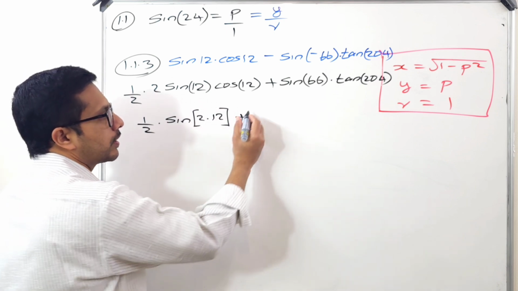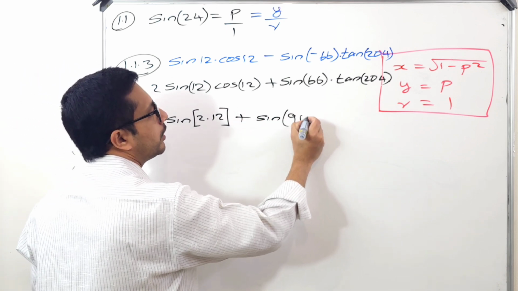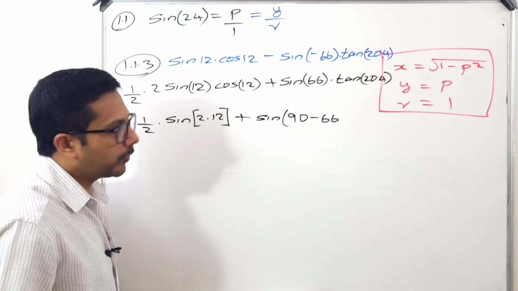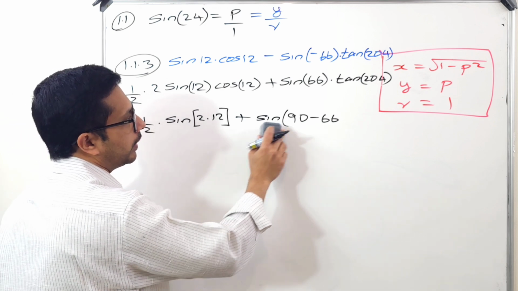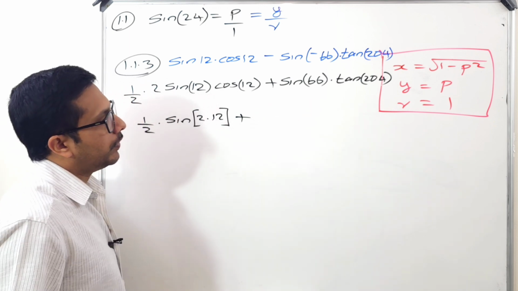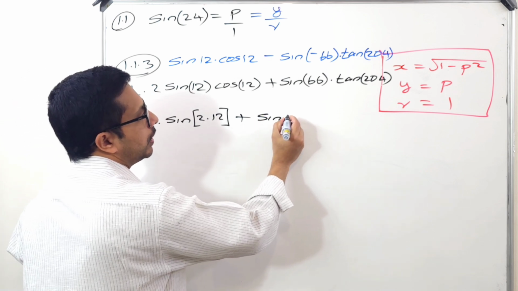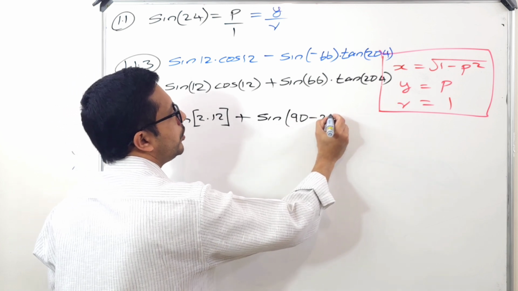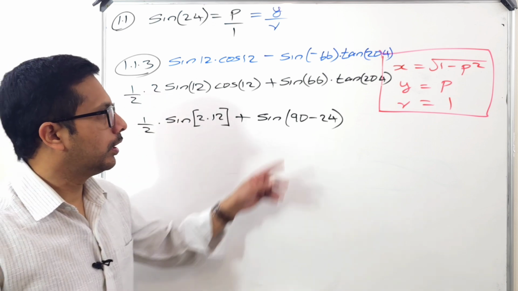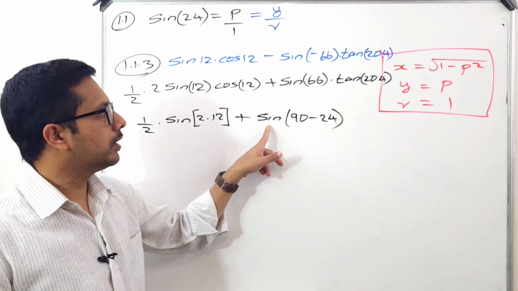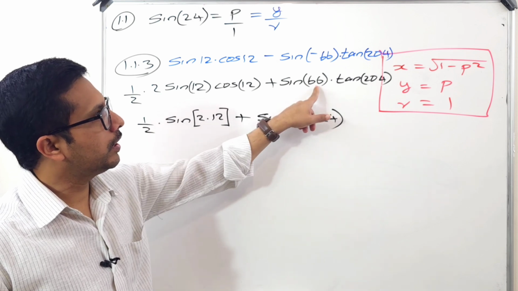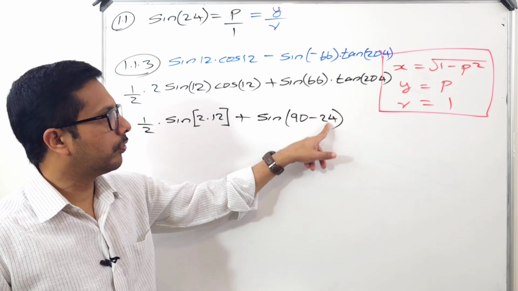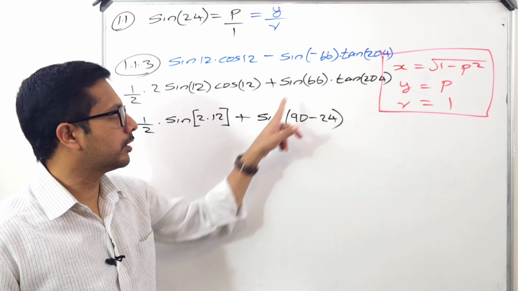Okay, so sine of this one I'm going to write like this, sine of 90 minus 24. What is 90 minus 24? 90 minus 24 is 66. So sine of 90 minus 24 is sine 66.